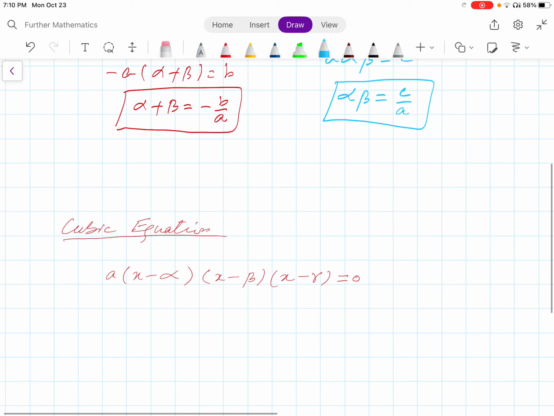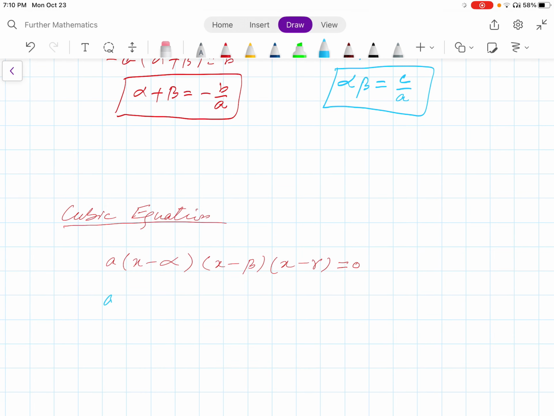If we do the same for the cubic equation, we have to expand it first. So it's a times x minus alpha. I'm expanding these two brackets first. So it's x squared minus gamma x minus beta x plus gamma times beta equals 0. Now we multiply x minus alpha inside. So it's a times x cubed minus alpha gamma x, and then minus beta x squared.